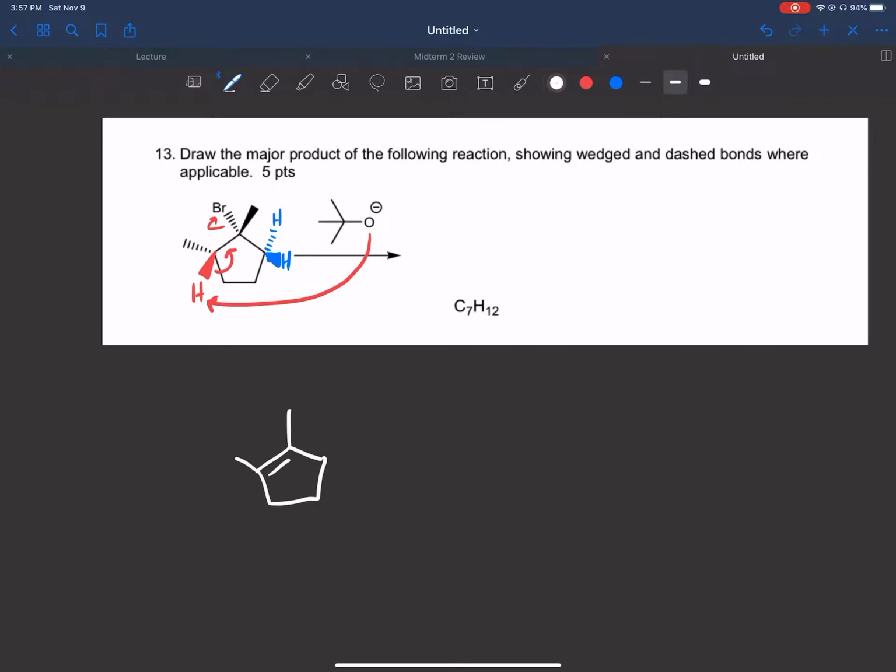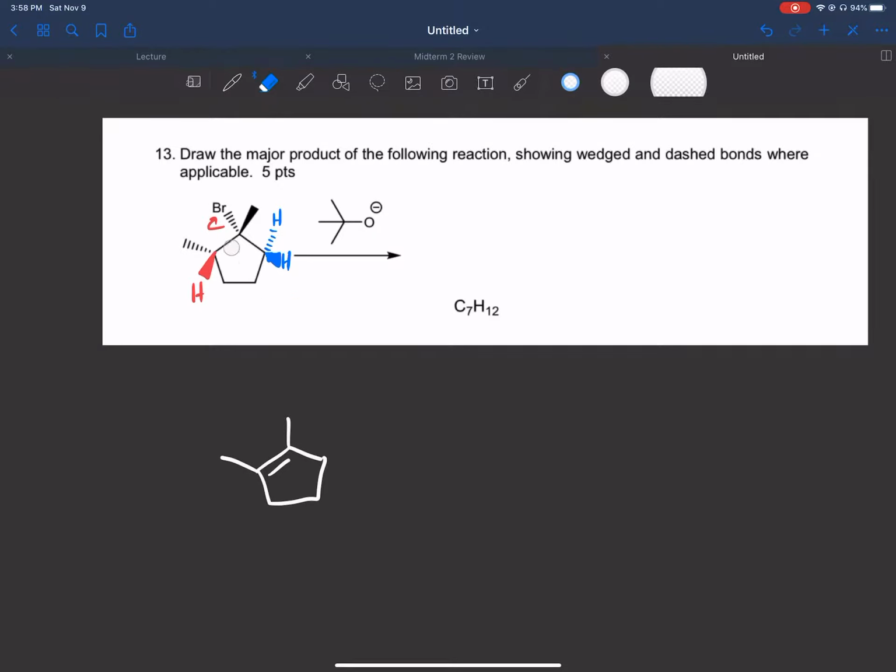Remember, any substituent off of a carbon with a double bond must be planar, okay? Always. If we drew one of those like this, right, that's going to get you points off the test. It must be planar. So we leave it like this. So that's if we grab the red hydrogen.